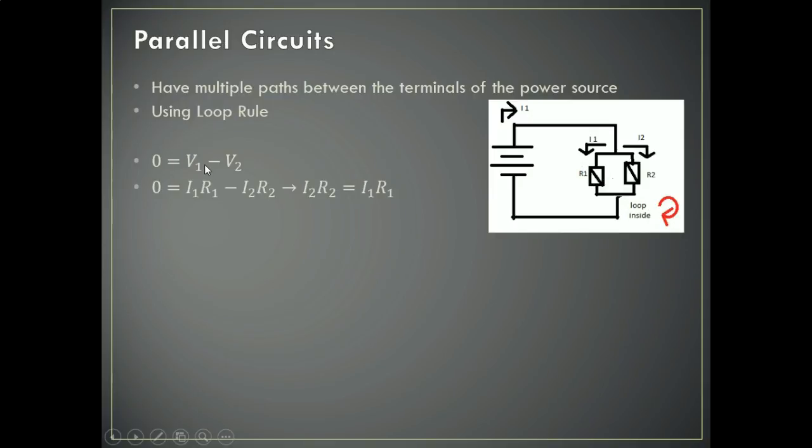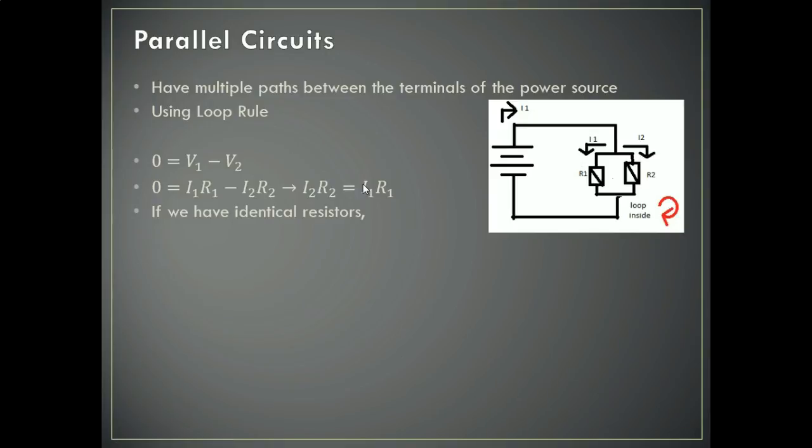Then we replace them each with IR because V equals IR. So the current of the first resistor times its resistance minus the current of the second resistor times its resistance equals 0. And then we move this negative to the other side so they're both positive. Looks nice.